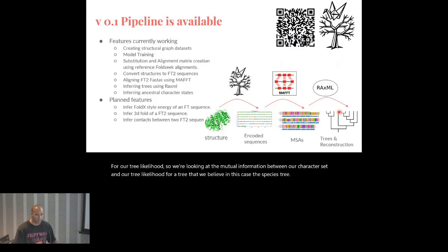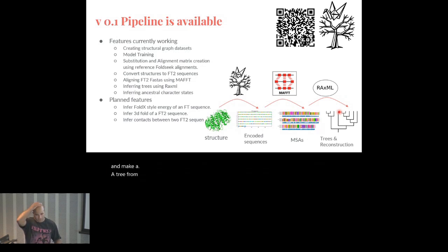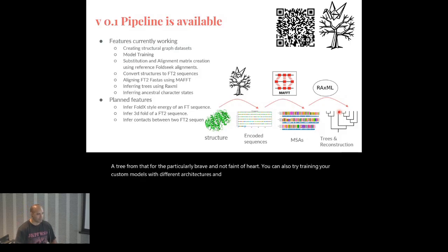So there is a preliminary pipeline under heavy development available, which will take you from a set of structures to an encoded sequence, allow you to align them with a substitution matrix, and make a tree from that. For the particularly brave and not faint of heart, you can also try training your custom models with different architectures and different character sets or different input features.